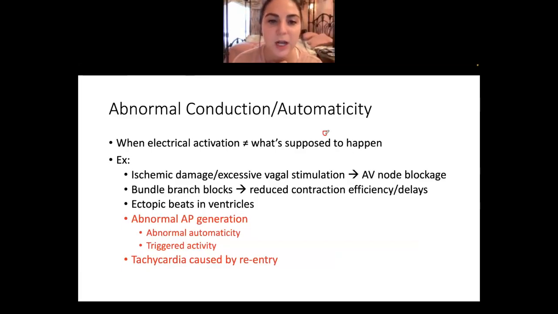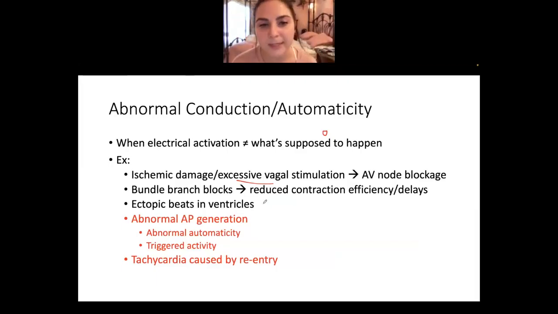So ischemic damage can trigger this. Excessive vagal stimulation can trigger this. Even athletes can get it, that's why heart block can happen, right? Because it's excessive compared to what's normal. You can get bundle branch blocks. With bundle branch blocks, the bundle branches get blocked, or there's ischemic damage. So now there's reduced contraction efficiency, or there are just delays.